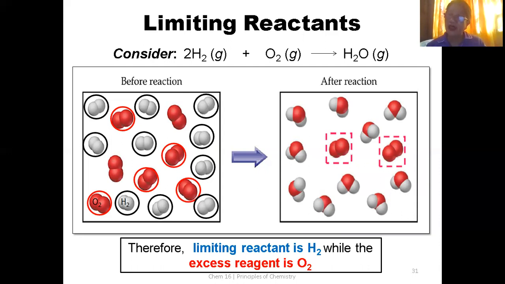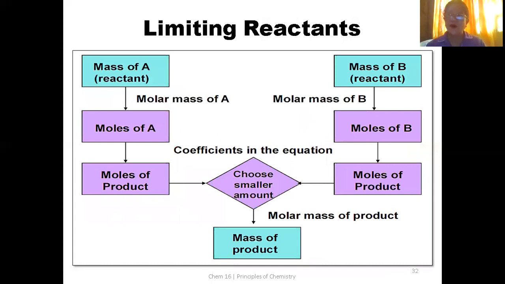The limiting reactant is the hydrogen molecule because it is completely used up, consumed, while there is a remaining oxygen molecule, so it is the excess reagent. So how are we going to get the limiting reactant? How will we know which is the limiting and the excess reactant? In a given problem, there will be two given masses, mass A and mass B of the reactants. So you solve for both.